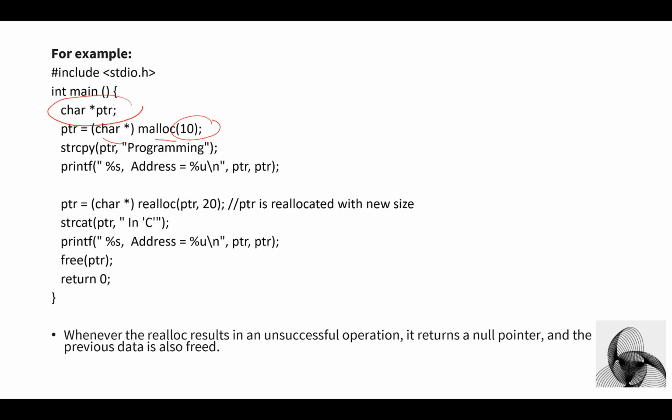And after that, ptr is reallocated with the new size. Then the strcat function concatenates in C with the string programming. Then with the printf function, display the string and address of ptr. Then after that, call the free function.